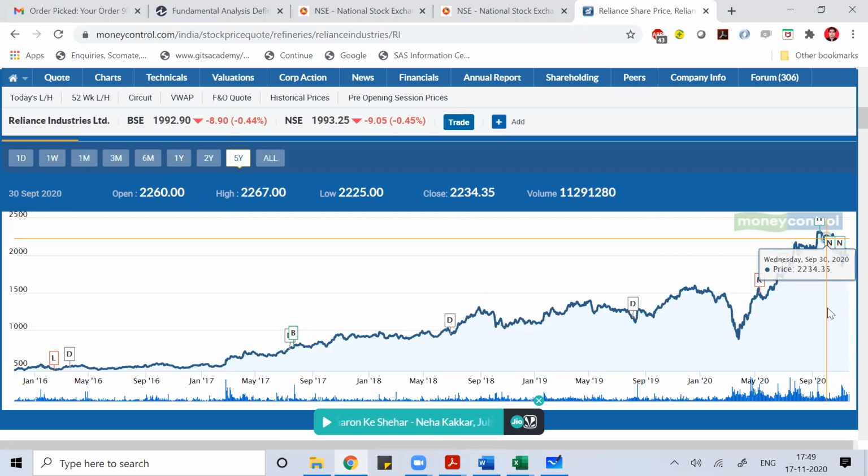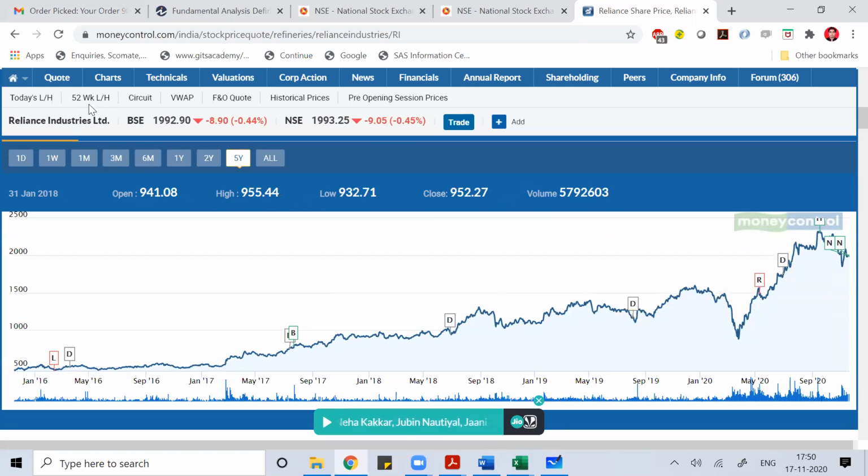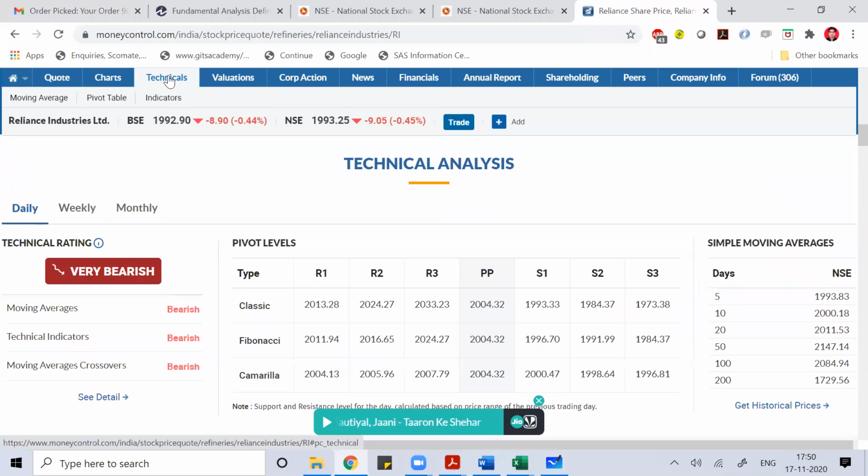In 1977, when Reliance Industry came up with the IPO, the IPO price was 10 rupees. Now this is trading at 2200 rupees. So you can imagine, if somebody had invested in Reliance Industry in 1977, how popular and rich that person would have become. But anyway, that is not the point of concern. We are more interested here in studying technical analysis.